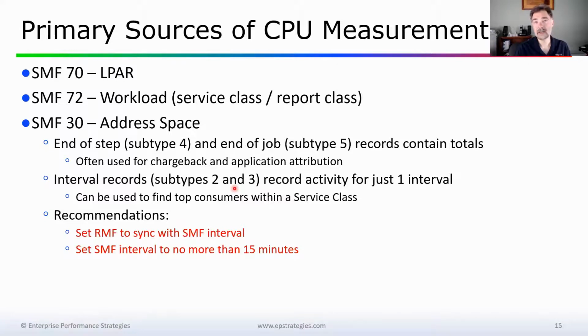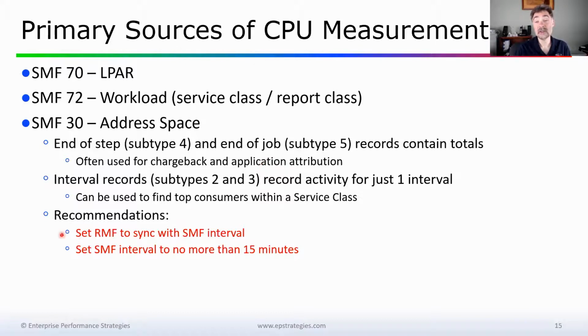And in some cases, they're actually more useful for chargeback because instead of waiting for the end of job record to come out, and your job may have crossed multiple days, you get it every SMF interval. So the interval records can be even more useful than the end of step and end of job records.